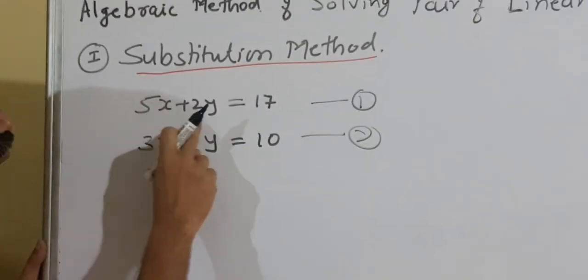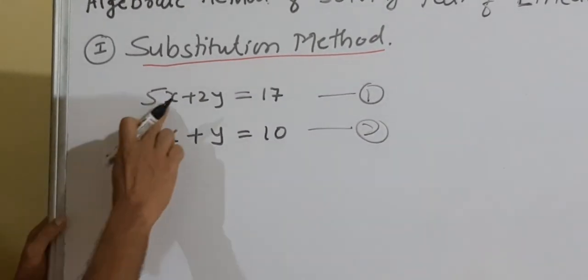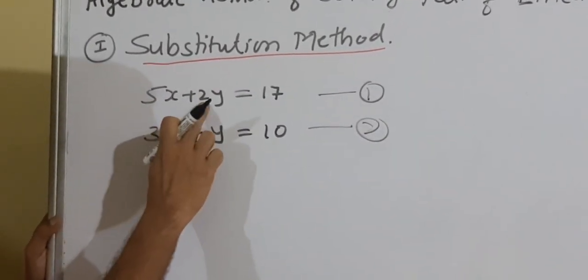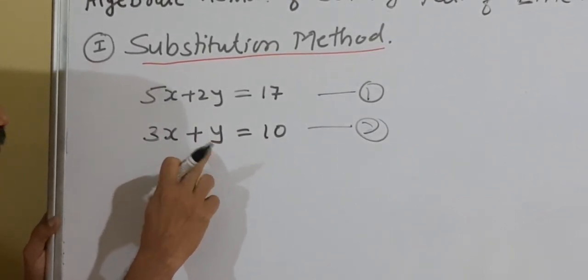So let us go through the two variables and their coefficients. Here the coefficient of x is 5, the coefficient of y is 2. Here the coefficient of y is 1. So this will be easy to substitute. So we will take equation 2.